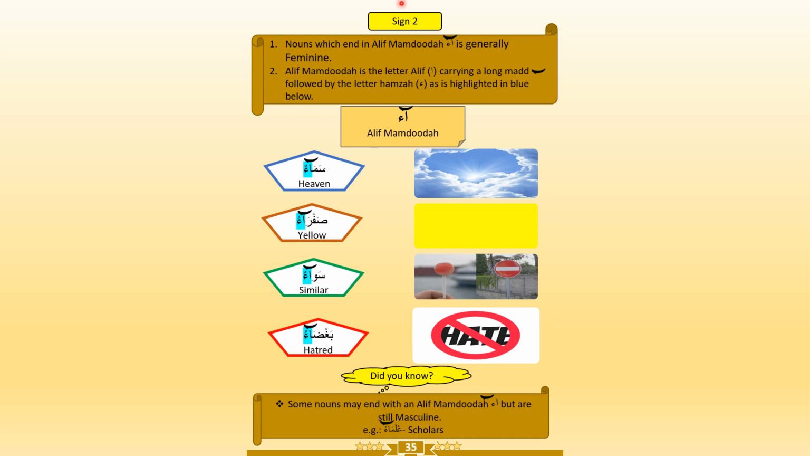On page 35, you'll find sign 2, the alif mamduda: sama'un, safra'u. I'm just reading with tajweed so you can understand the mad, but when you're reading Quran you just say sama, safra, sawa, baghda. When you just learn it as a vocabulary word, it is baghda'u, which means hatred, and sawa'un means similar. So what we'll find is that ulama'u is an exception to that particular rule. This is sign 2, alif mamduda.